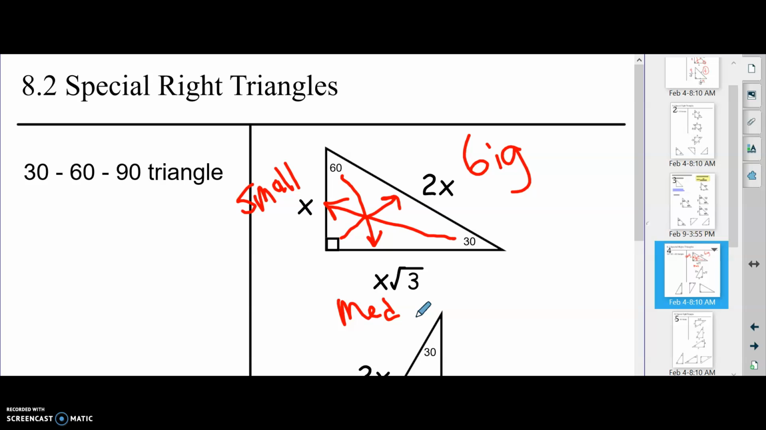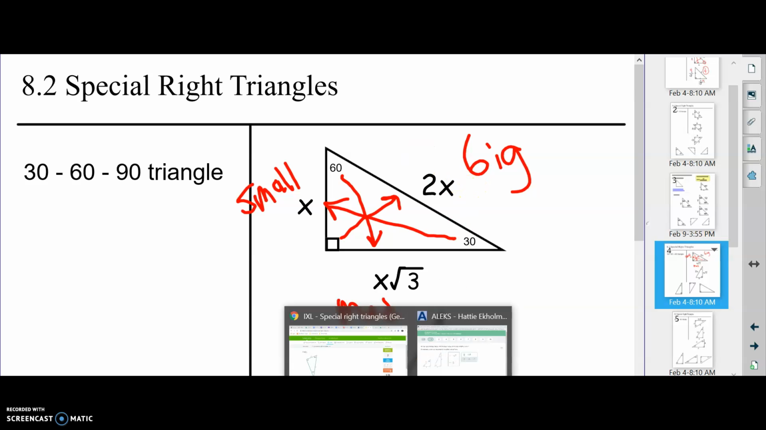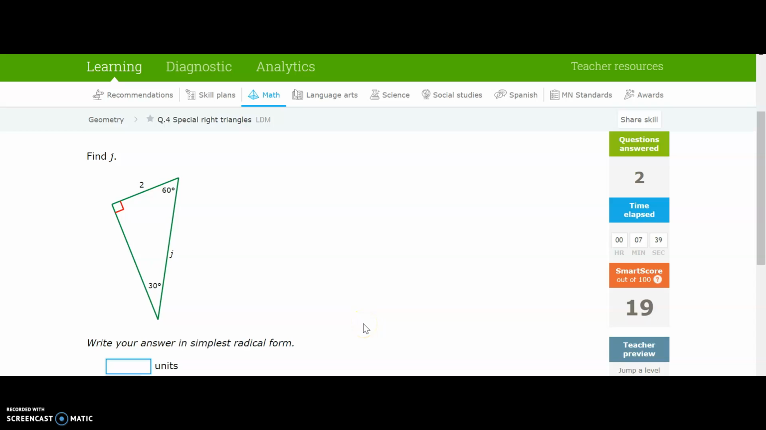Right? And that's always double. It's always double whatever the small is. Okay, so let's look at that IXL question.